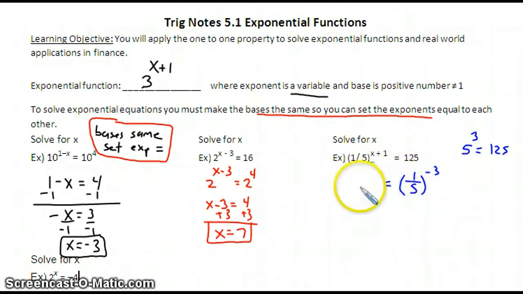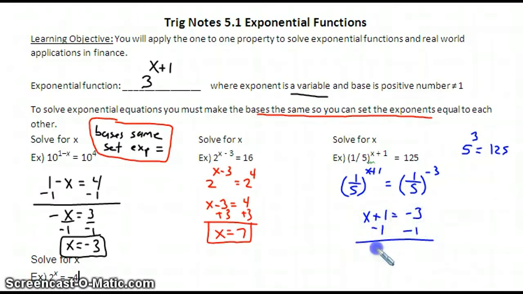And so now I would be able to write this as 1/5 raised to the x plus 1 equals 1/5 raised to the negative 3. And now I can set my exponents equal to each other. So I would end up getting x equals negative 4. Again, check this. If I put a negative 4 in there, I get 1/5 raised to the negative 3rd. Punch in your calculator 1/5 raised to the negative 3rd. Do you get 125? You do. So that would be my answer for this one.